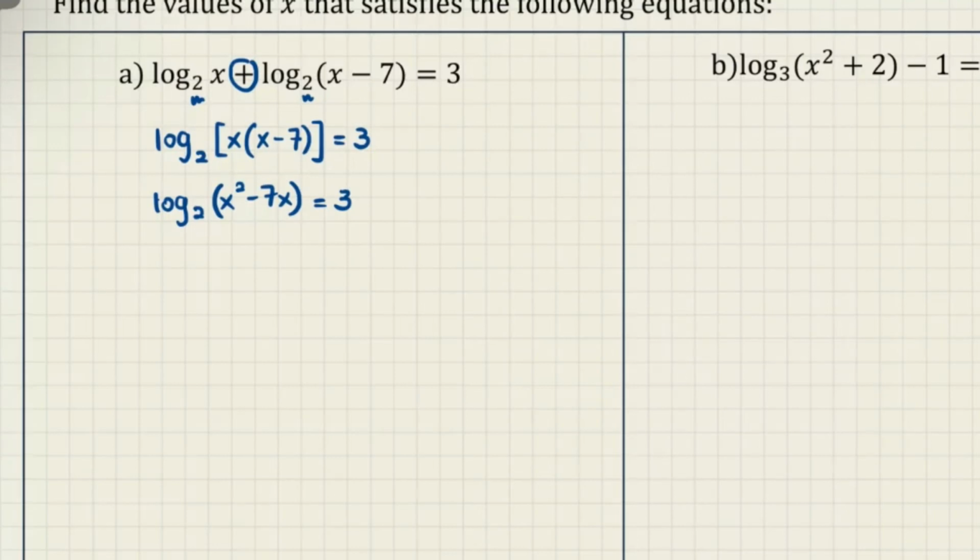So anti-log tu buat apa? 2 pindahkan ke sana, tendang. So dia akan jadi base. So it will be x square minus 7x equals to 2 to the power of 3. So 2 to the power of 3 is equals to 8. Jadikan dia quadratic equation.